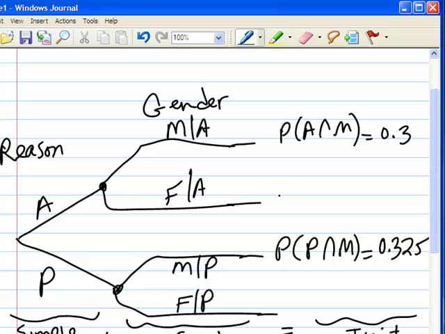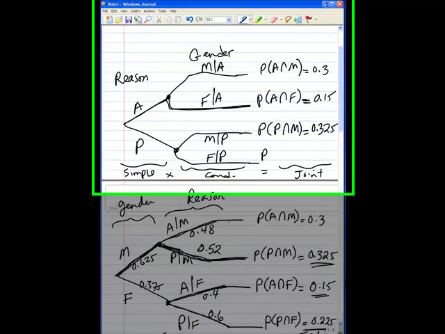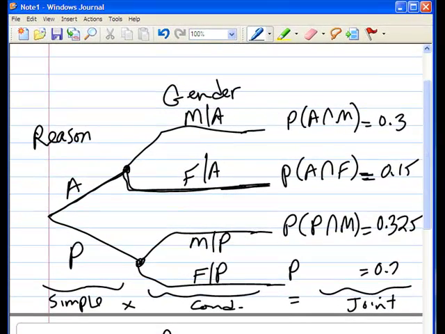And now this one is probability of A and F, because we have individuals who buy a car because of its appearance, and they are female, and so this joint probability would be A intersect F. And that number is right here, 0.15, and the last one will have to be the 0.225, which is the probability of P and F.